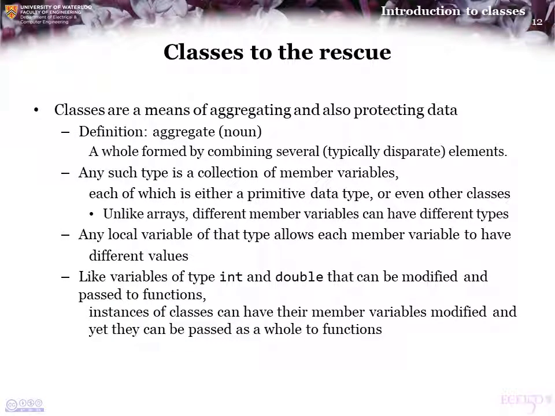And like variables of type int and double, they can be modified and they can be passed to functions. Instances of classes can have their member variables modified, and yet they can be passed as a whole to a function. So if you add additional member variables to such a type, they are automatically passed to any function that is passed those instances. That's actually quite nice.